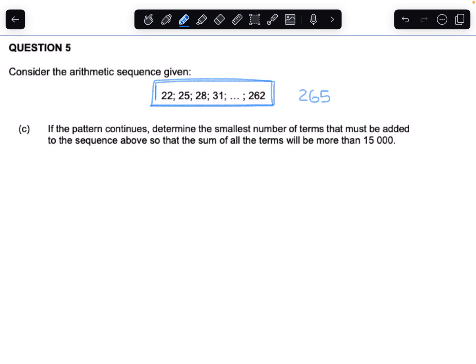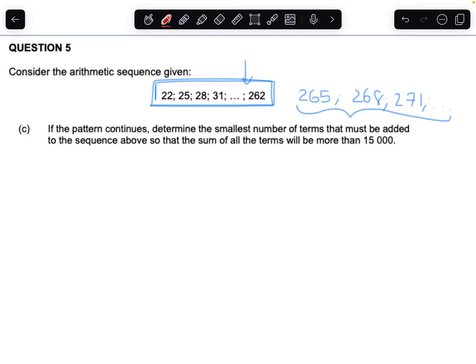Okay, so this is one way of doing it. If we continue the pattern, the next one will be 265, the next one will be 268, and then 271. And then we can try to figure out how far we need to go in this sequence. How many of these terms do we need in order to cover the shortfall from 15,000? First things first, let's figure out how far from the goal we are.